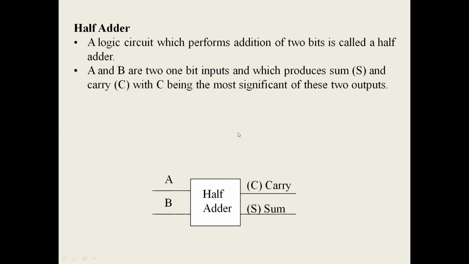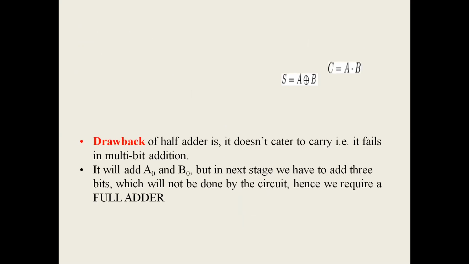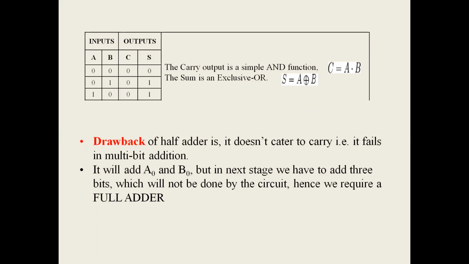As you can see here in the chart, A and B are the inputs. As there are 2 inputs, there are 4 combinations: 00, 01, 10, 11, and carry and sum. Let us first talk of the sum. 0 plus 0 is 0, 0 plus 1 is 1, 1 plus 0 is 1, and 1 plus 1 is 0 with a carry 1. So this is the whole truth table of a half adder.